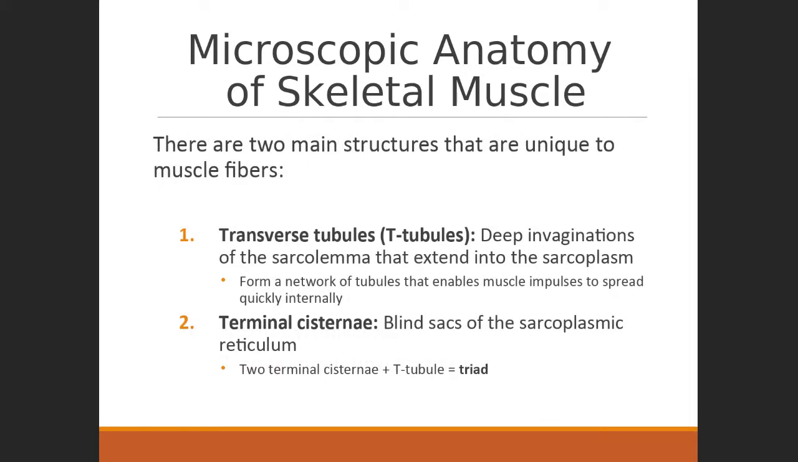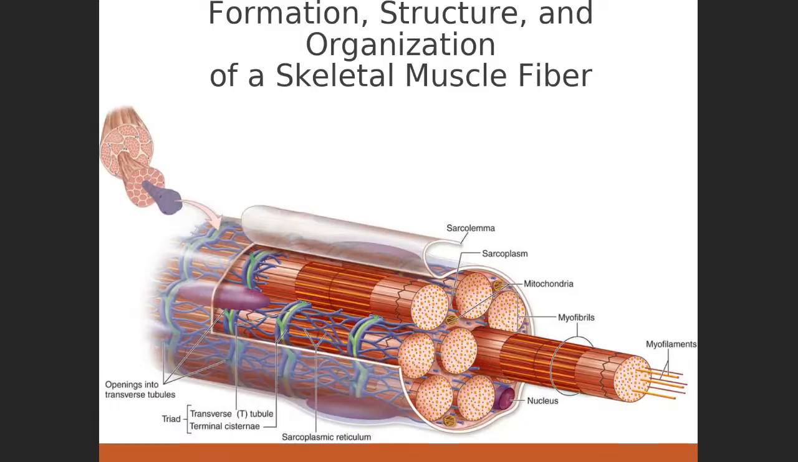The new structures added are transverse tubules. This is an extension of our sarcolemma, our membrane. So picture you're extending across the surface of the cell and then you see a hole. In this case, that hole is a tube leading from the surface of the cell down deep into the cell.